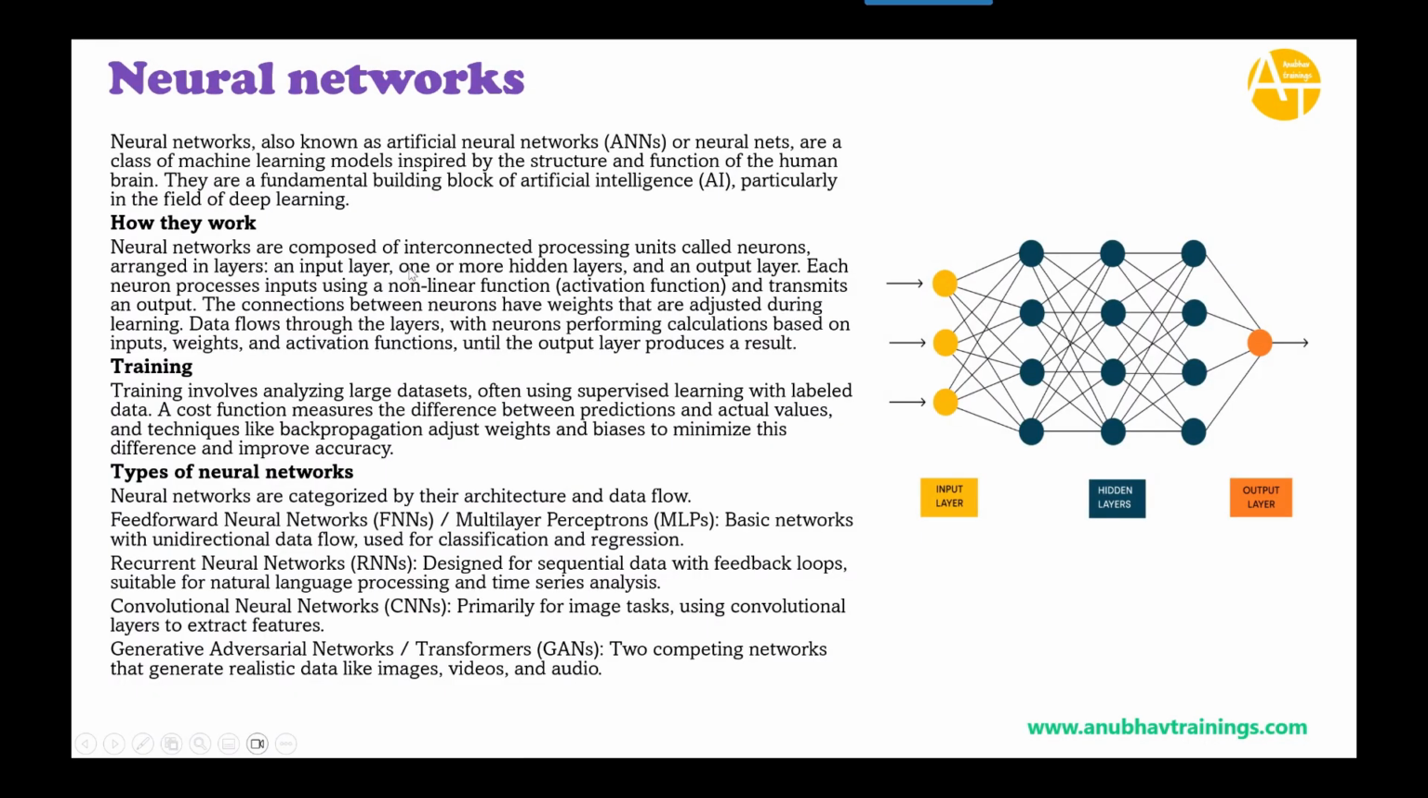So they are the fundamental building blocks of artificial intelligence, particularly in the field of deep learning. How do they work, how does the neural network work? Neural networks are composed of interconnected processing units called neurons, just like our brain, arranged in layers called the input layer, then one or more hidden layers, and then the output layer. So you see, this is the input layer, this is the output layer, and then these are called hidden layers.